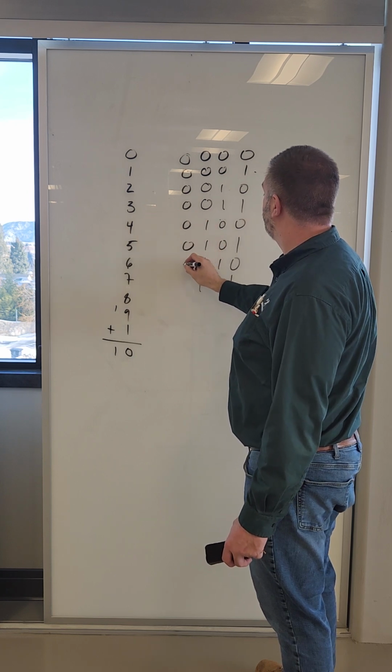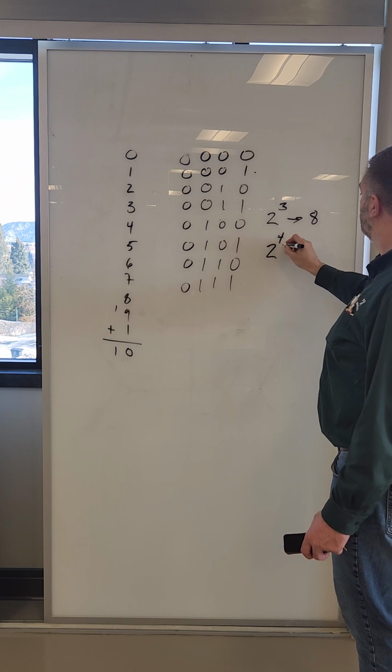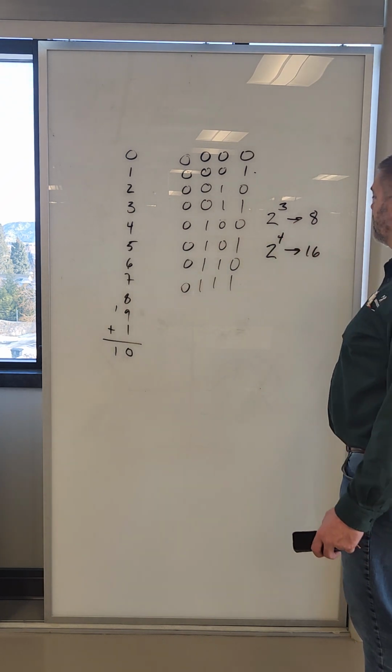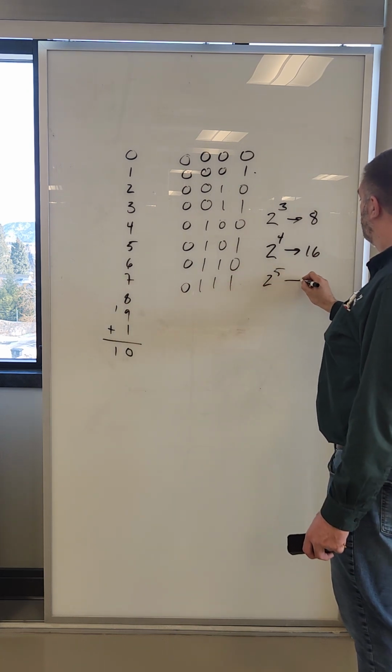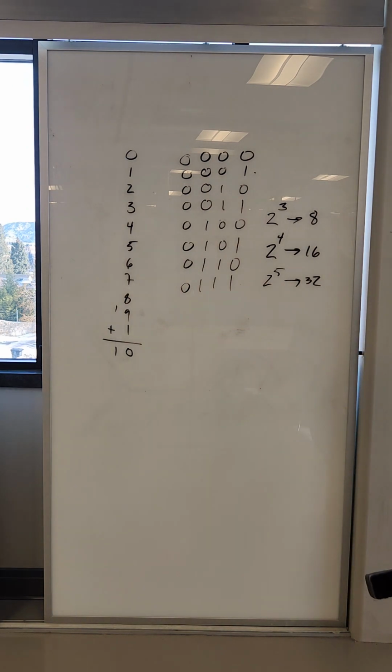If I added on another digit, so that would be 4-bit binary, 2 to the 4th is going to be 16 different possible combinations. And if I was to add on a 5th, there would be 32. So we see that these are all powers of 2. Now, this is not uncommon.